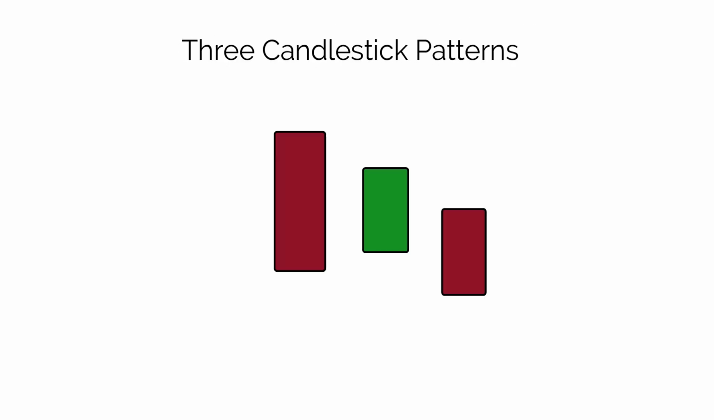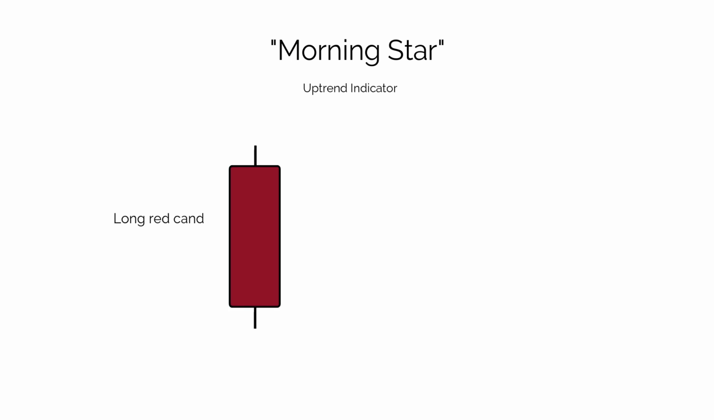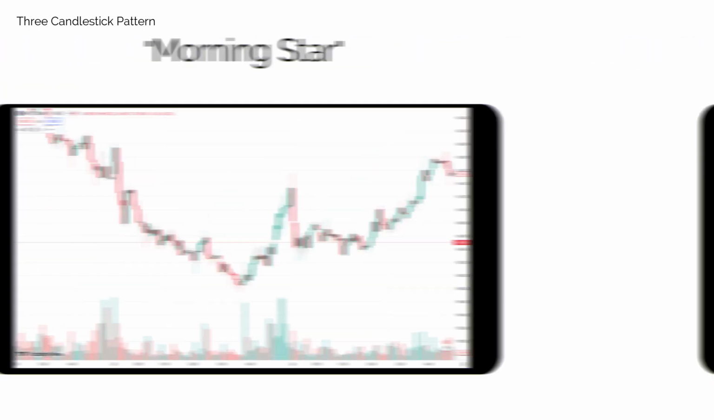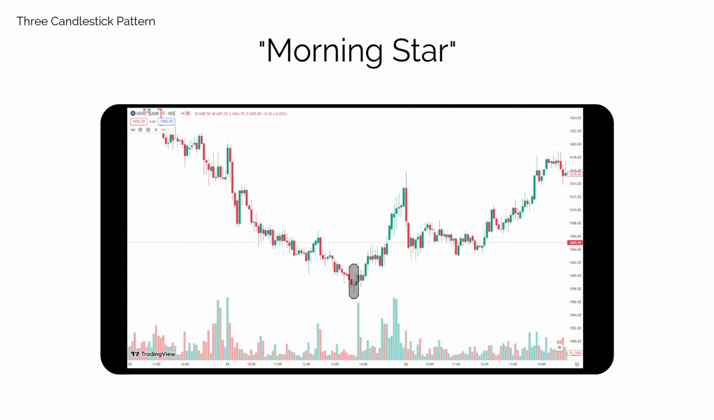Let's see some of the three candlestick patterns. Morning star is an uptrend indicator. Morning star is a long red candle followed by a small bullish or bearish candle and a long green candle. Morning star forms at the bottom of the trend leading to the trend reversal.